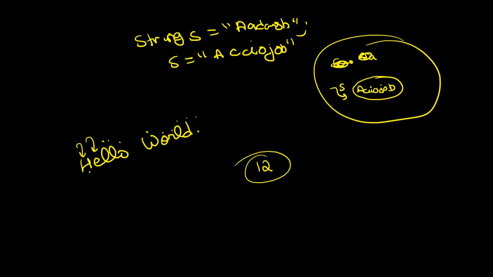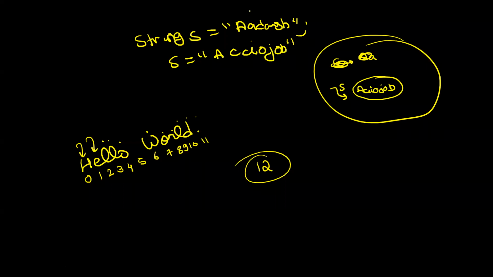Again, indexing starts from 0. So H is at index number 0, E is at index number 1, L is at index 2, this L is at index 3, O is at index 4, space is at index 5, this is index 6, index 7, index 8, index 9, index 10, and full stop is at index 11. So this string has a length of 12. And what are the valid indexes? From index 0 till index 11.